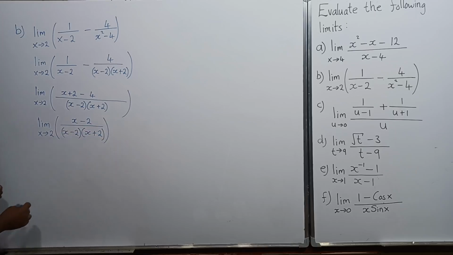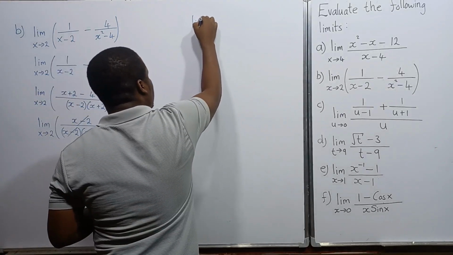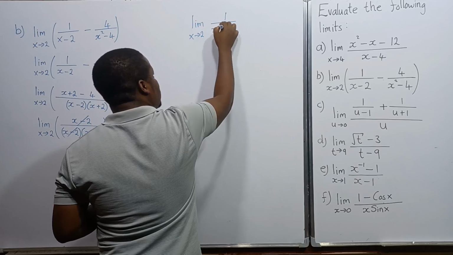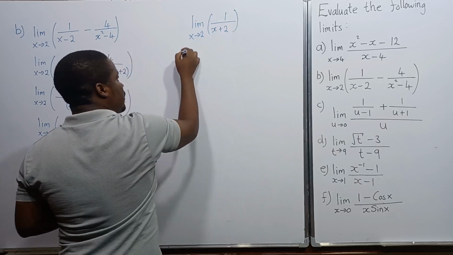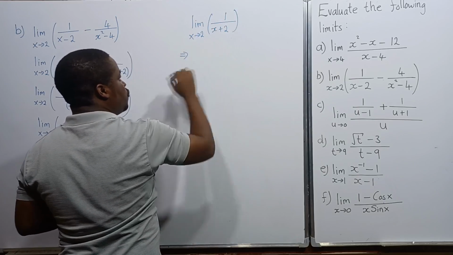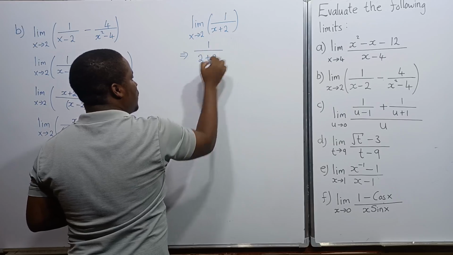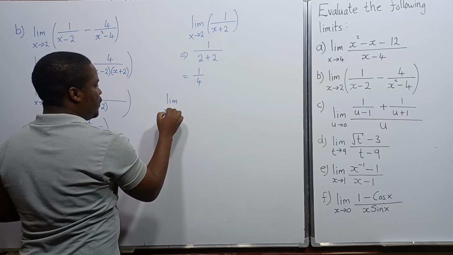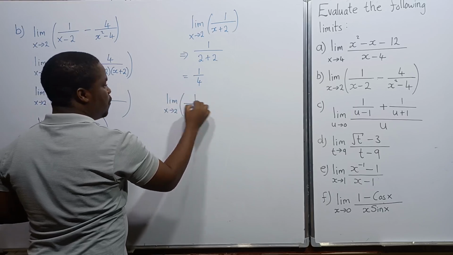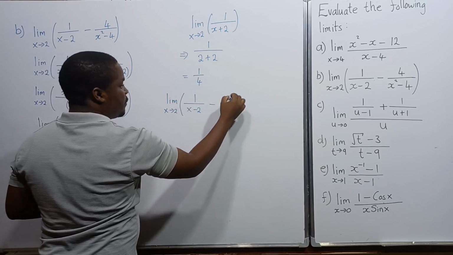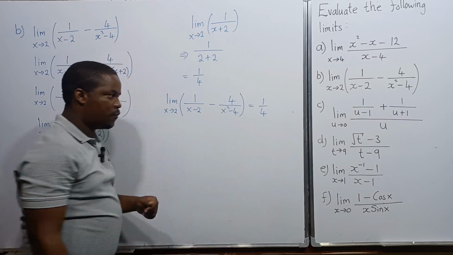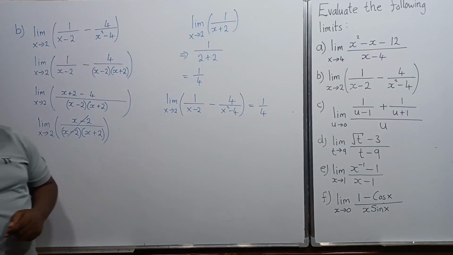divided by (x minus 2)(x plus 2). So again, just like we did in the previous question, this can cancel with this, leaving us with the limit as x approaches 2 of the function 1 over x plus 2. So we can go ahead and replace x with 2, so that we get 1 over 2 plus 2. Hence, this gives us 1 over 4. So the limit as x approaches 2 of 1 over x minus 2 minus 4 over x squared minus 4 is equal to 1 over 4. Okay, so we're done with that. Let's go to the next one.